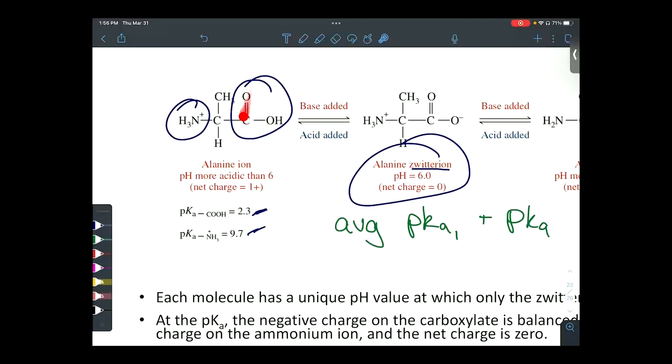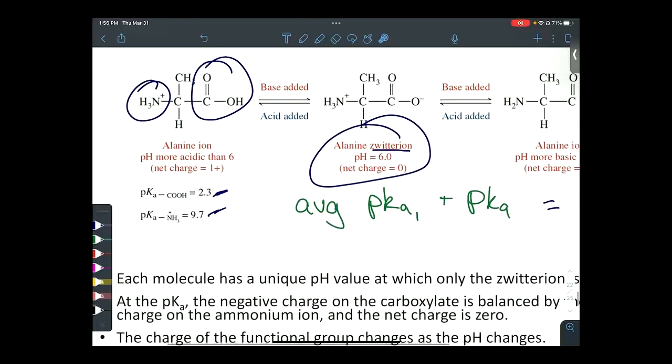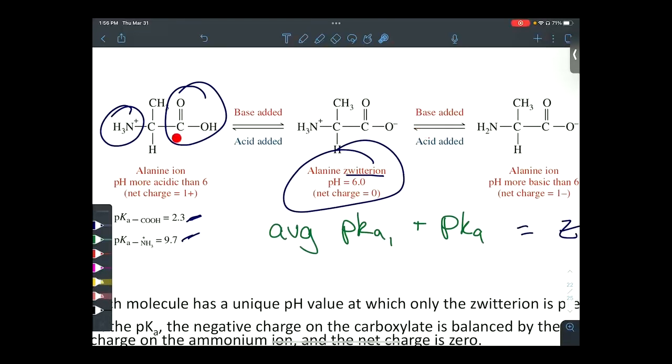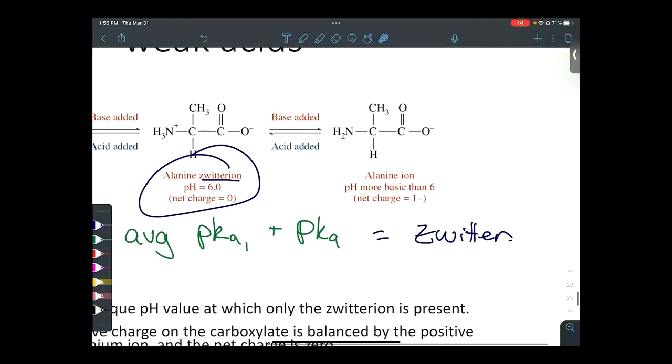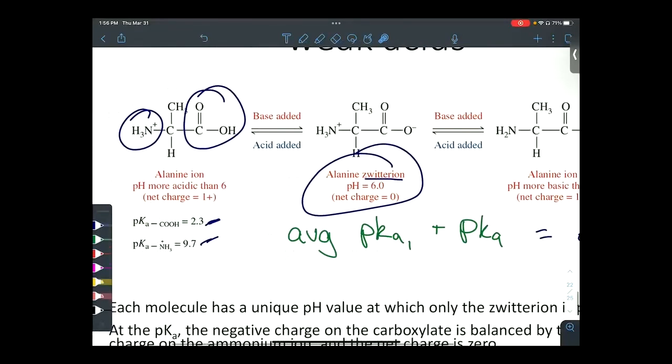When a carboxylic acid is protonated, it's neutral. But when an amine group is protonated, it's a +1. So total, it's a +1 charge. If we make it more basic, so if we start at 6, we get more basic, what we start doing is ripping off protons. The first proton that we rip off is the carboxylic acid, so it becomes negative. That's when we form our Zwitter ion.